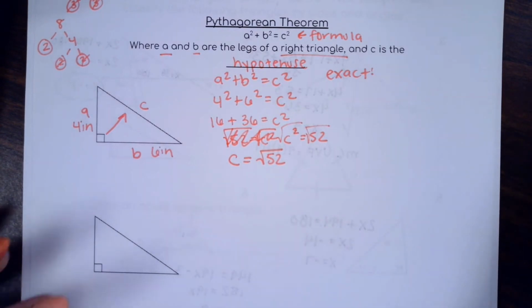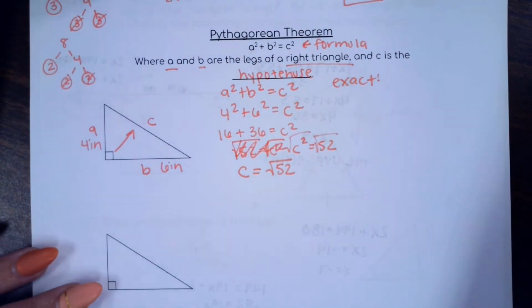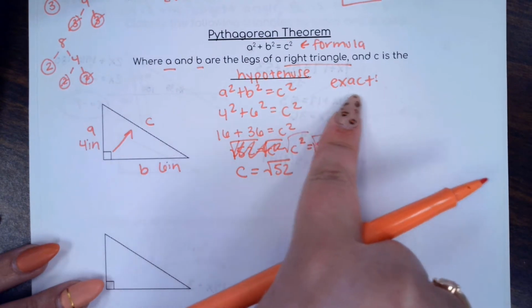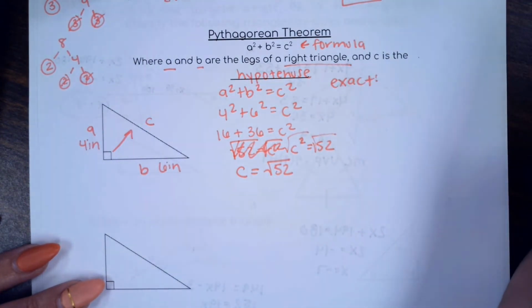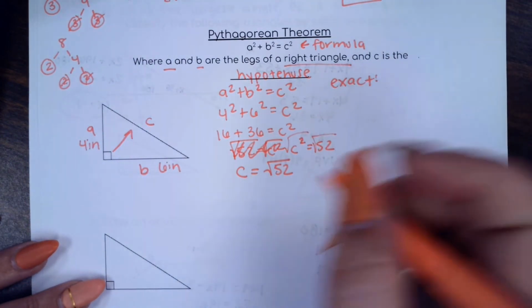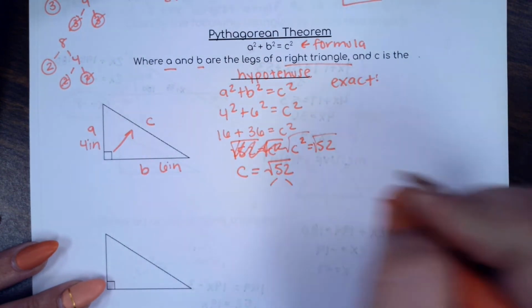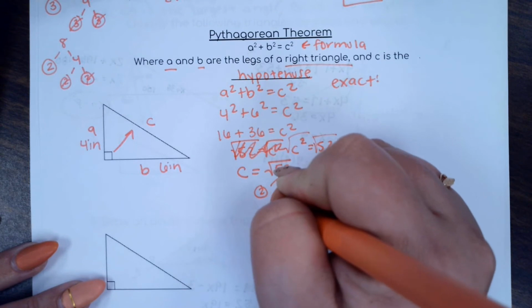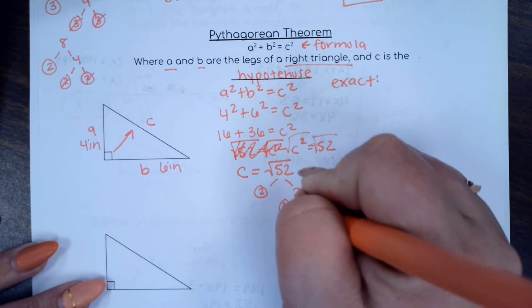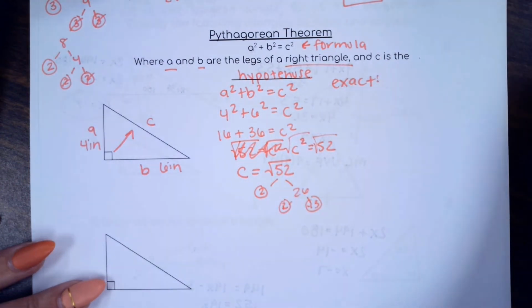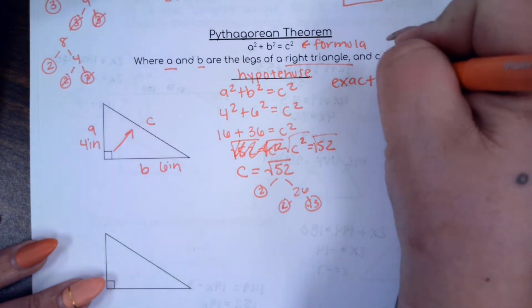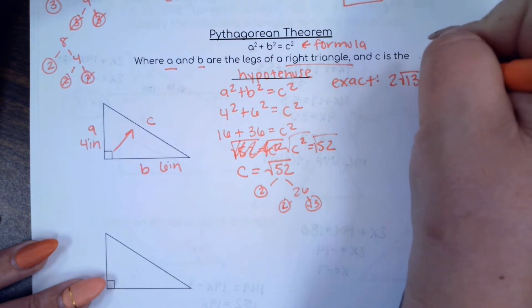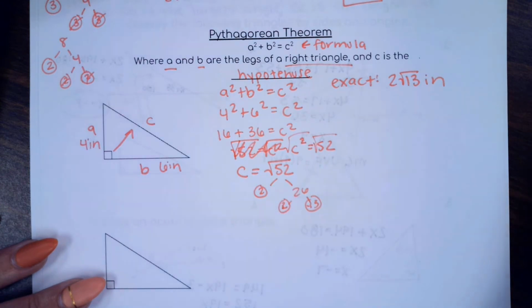Now, there are two ways that you're going to give me your answer when we're doing the Pythagorean theorem and other things. The exact. Exact means simplest radical form. So we take 52, we make our factor tree, and we simplify it. So 2, 26, 2, 13. So that means the exact length of the hypotenuse is 2 root 13 inches.